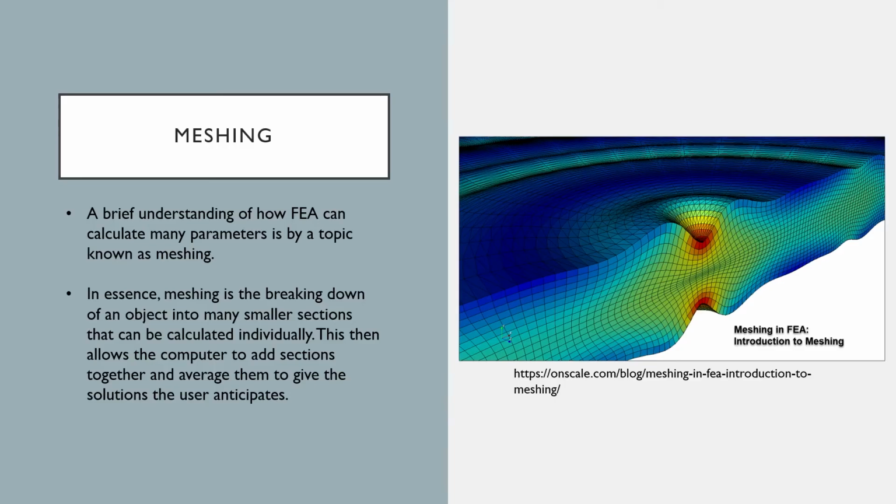Now, a quick understanding of how finite element analysis can actually calculate all these parameters is by a topic known as meshing. And in essence, meshing is the breaking down of an object into much smaller sections that can then be calculated individually. This then allows the computer to use its algorithms in order to add the sections together and average them in order to give the user the output that they anticipate, whether it be displacement or stress or any other physics-based parameter.